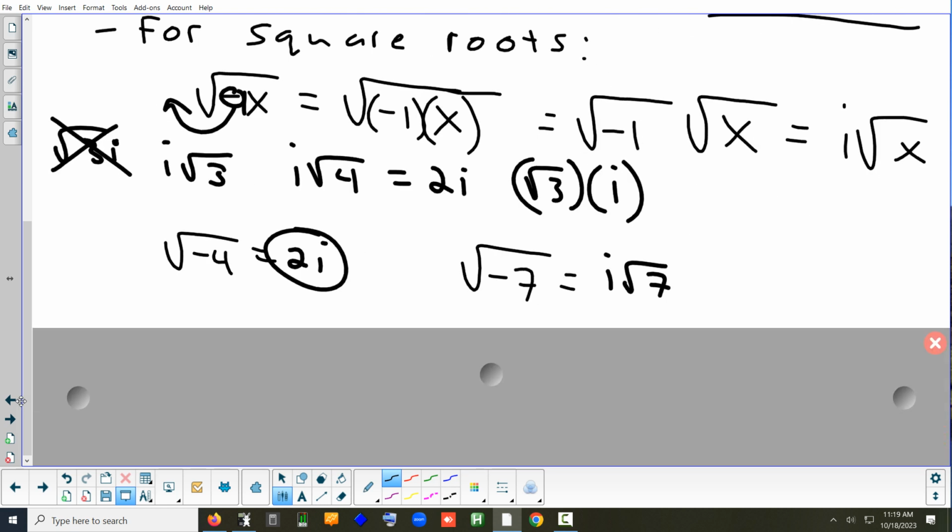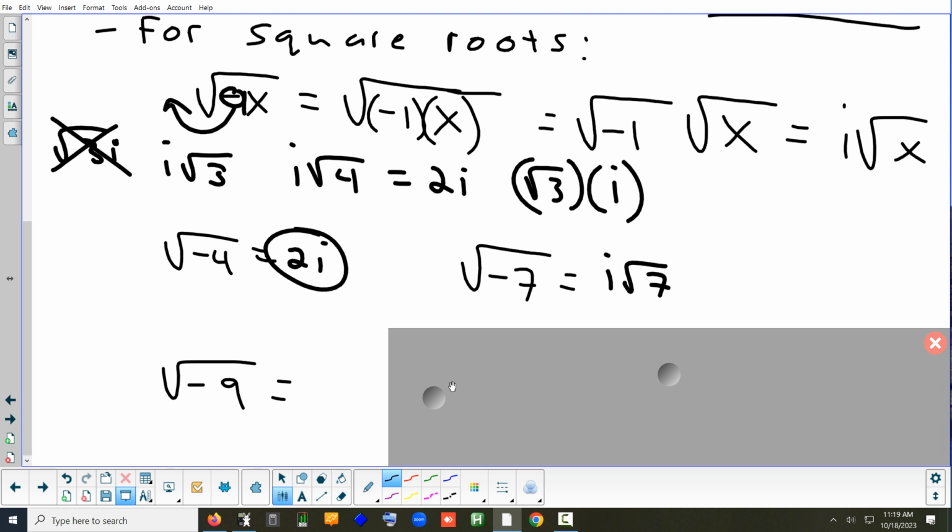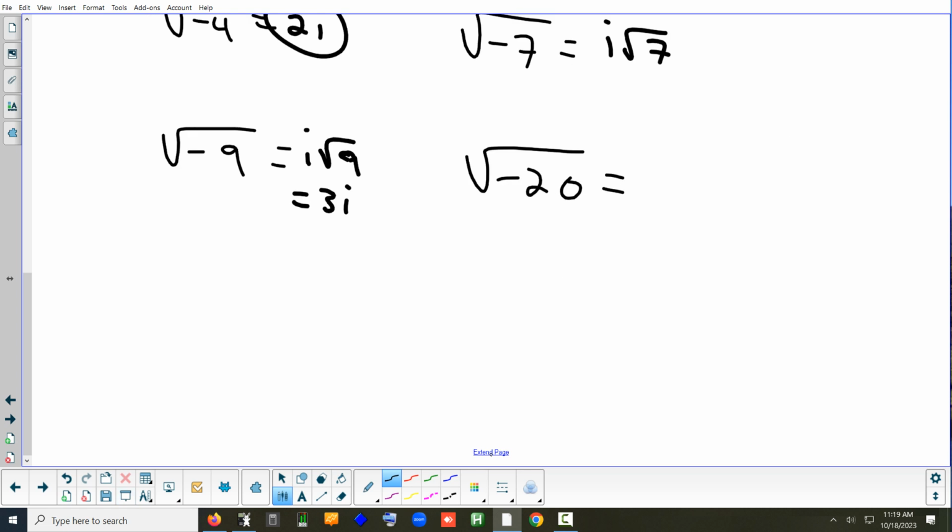All right. How about this one? The square root of negative 9. Yeah, i square root of 9. Okay, so you could start with that, and then you could simplify it to 3i. Okay, and how about this one? Square root of negative 20. You tell me, and then we'll go from what you say.